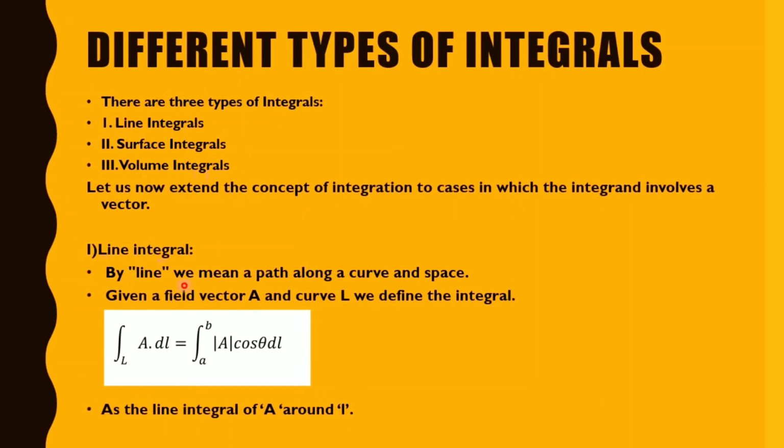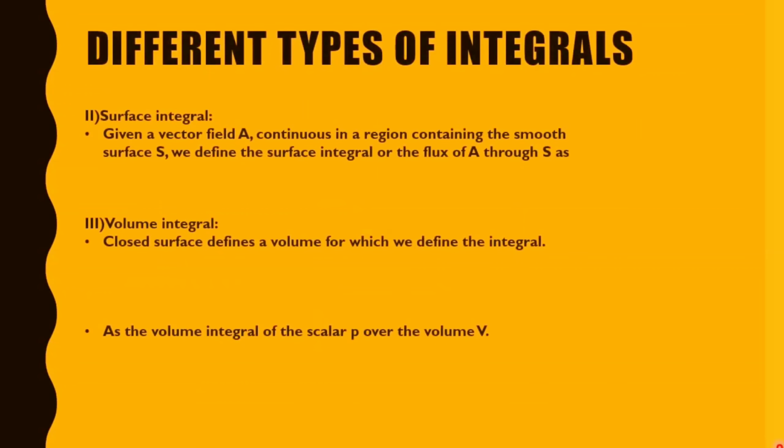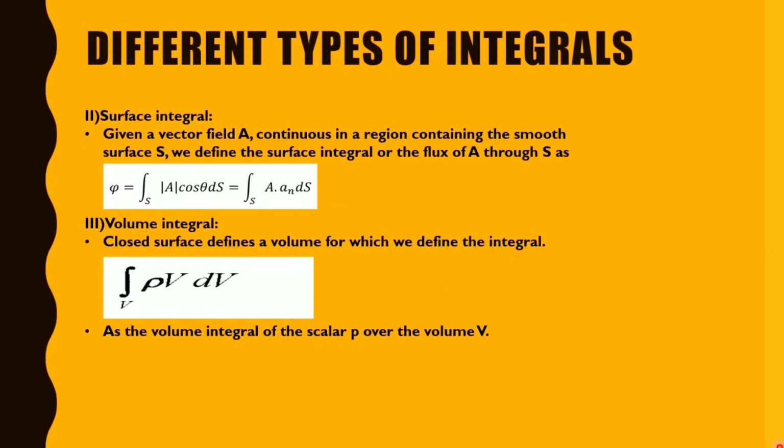So what we are doing here, in a given vector field A and a curve with element dl, there is a curve that is L and a vector field which is A. So this will be a line vector which is integrating along L. It moves from A to B, which is the path, and as it is the dot product, it will be magnitude of A cos theta dl, as the line integral of A around L. Okay, so this was the line integral. Now we will see the surface integral and the volume integral.